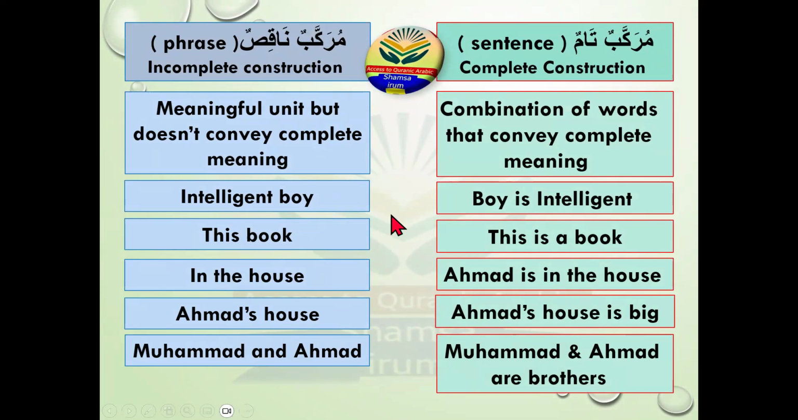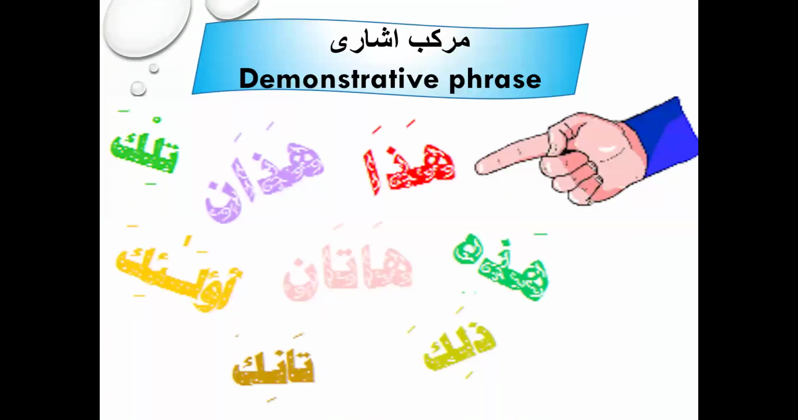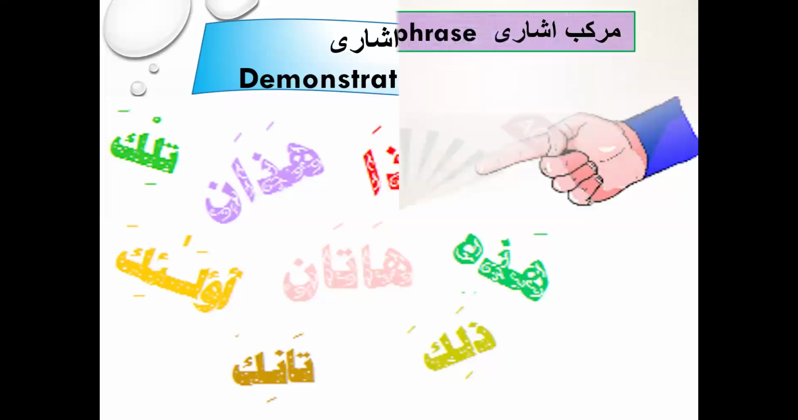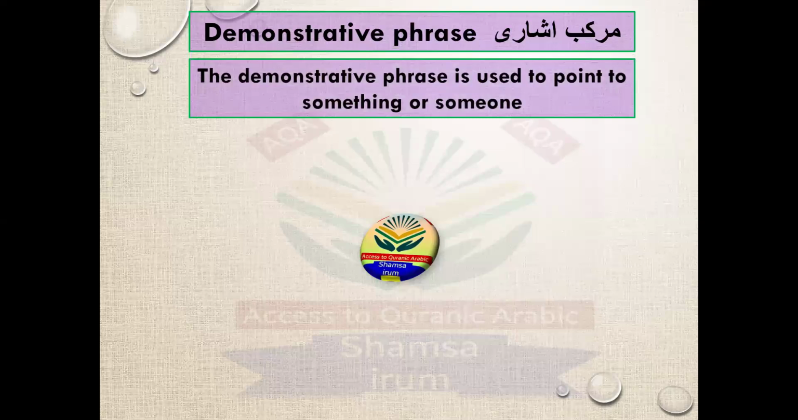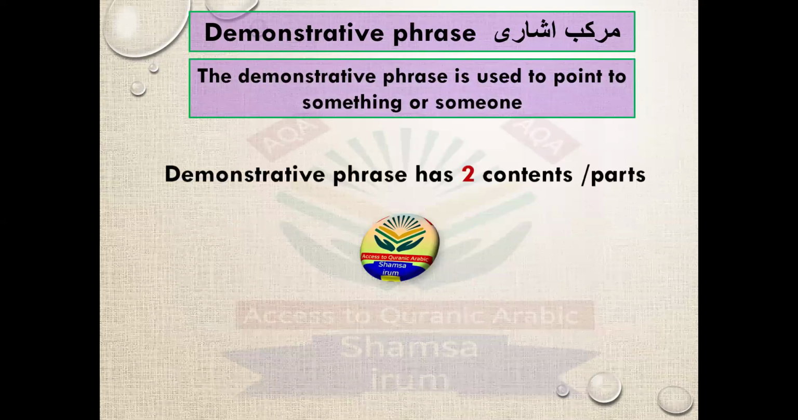In the next one, today, inshallah, we will cover pointing to someone or something, like "this book is a...", a phrase which means that we are pointing to something or someone. So we will cover this Murakab Naqis, inshallah ta'ala, the demonstrative phrase. In the demonstrative phrase, it is used to point to something or someone.